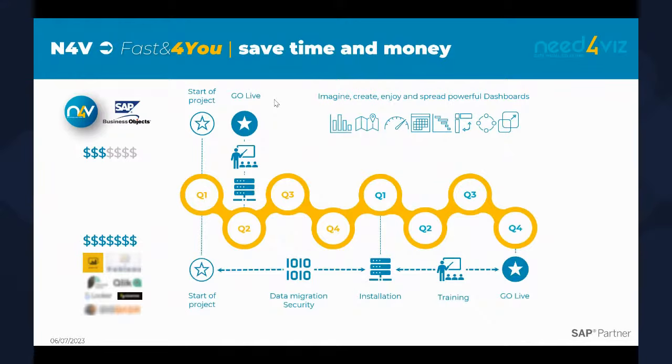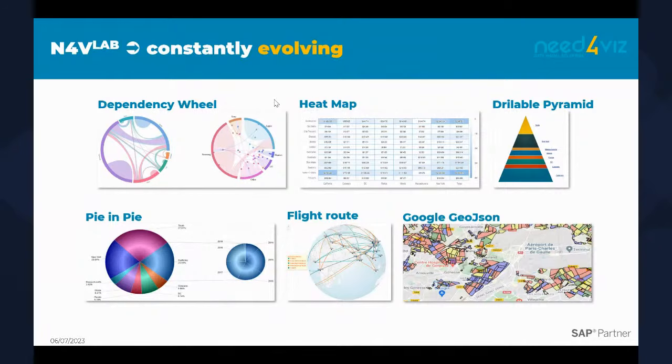We're offering 3 major component releases every year, and we're constantly evolving the usefulness and utility of the components that we're creating, such as flight routes, drillable pyramids, and the ability to use Google GeoJSON.